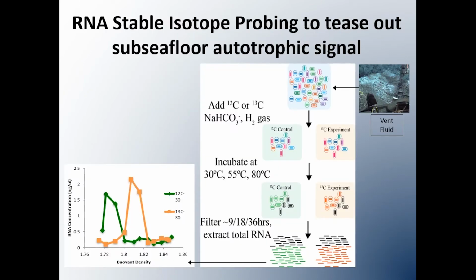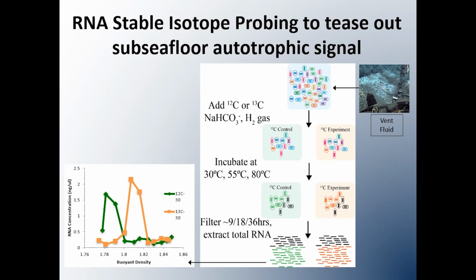RNA stable isotope probing starts with the incubation of vent fluid, which you can see in the upper right, along with a labeled substrate. In this case, we use 12 or 13C labeled bicarbonate. The controls and experiment are labeled at different temperatures, and we use 3 different incubation temperatures: 30, 55, and 80. Then the RNA is extracted, quantified, and fractionated using an ultracentrifuge.